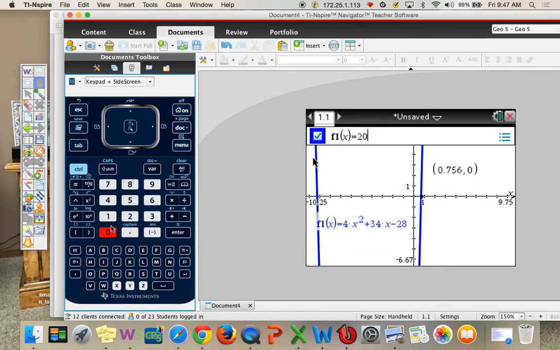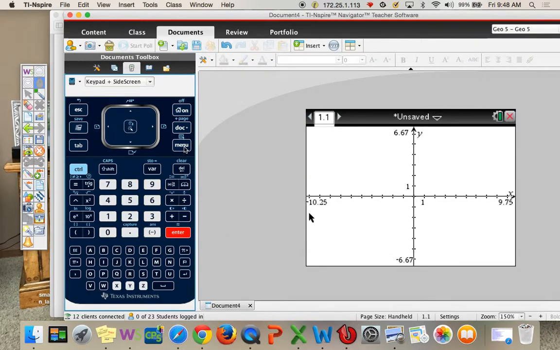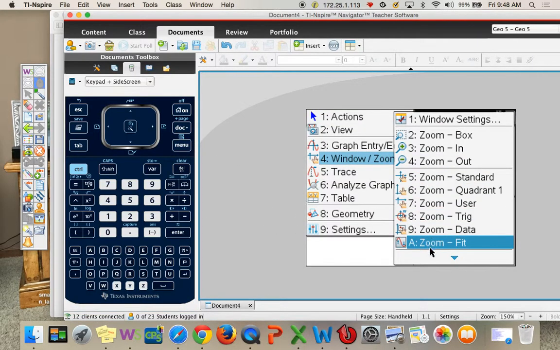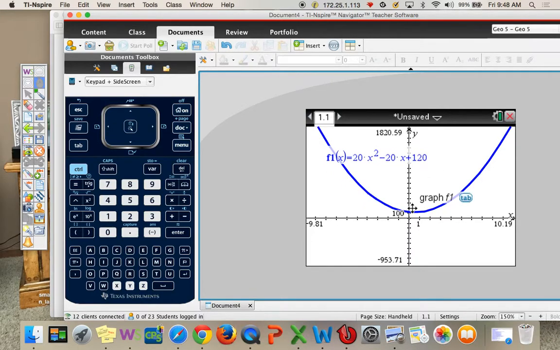I'll type in the function that we're given, which is 20t squared. I'll change the t to an x: 20t squared minus 20t, or 20x, plus 120. We're looking for the minimum value. We don't see it, so let's zoom fit our graph. All right, there's the minimum value right there.